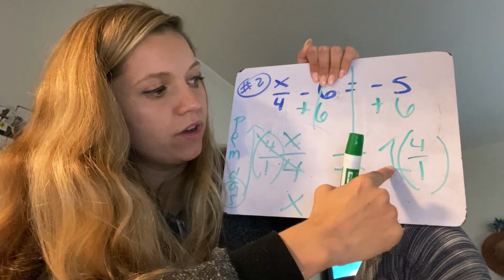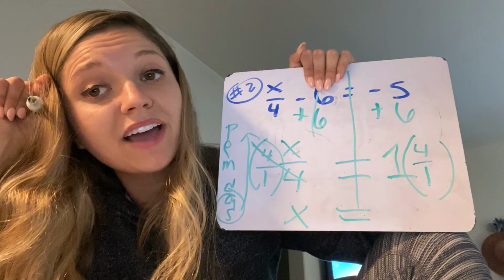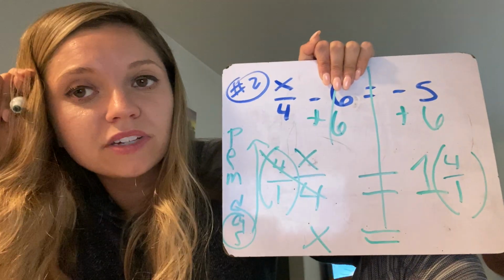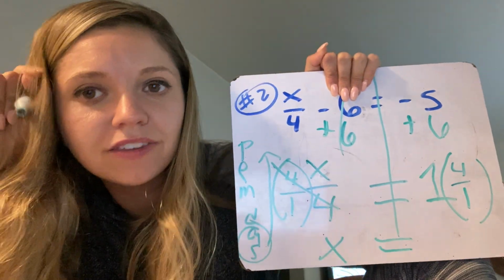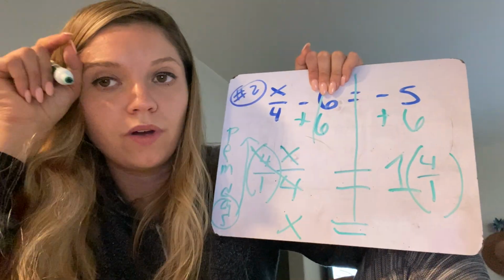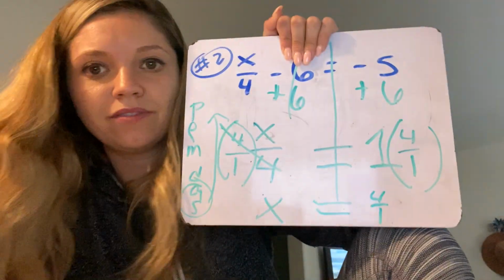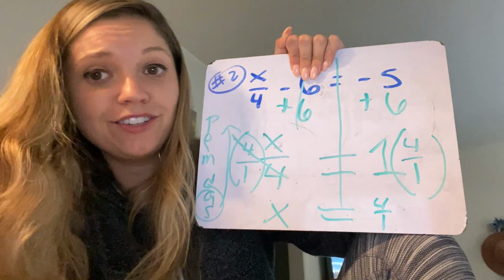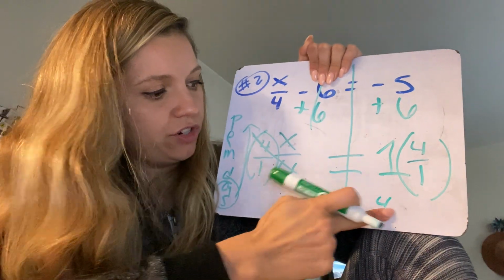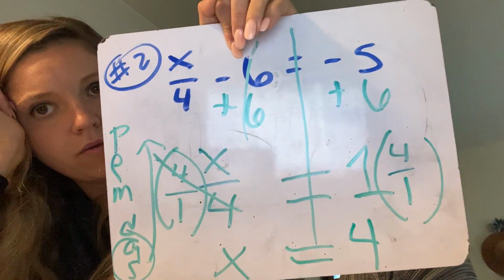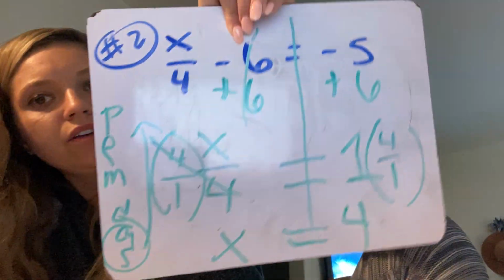Now, we have 1 times 4 over 1. 1 times anything is just what it is. What's 1 times 100? 100. What's 1 times 2/5? It's 2/5. So what is 1 times 4 over 1? It's 4 over 1. And 4 over 1, 4 divided by 1 is just 4. So your answer should have just been x equals 4. Okay? That was number 2.